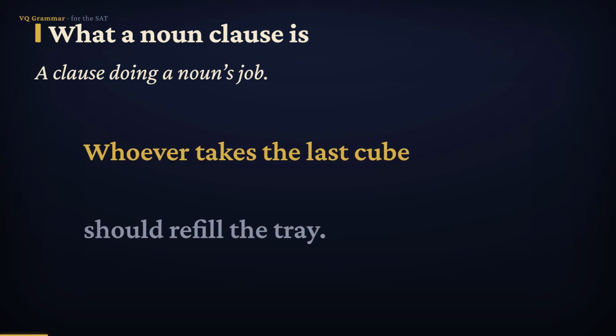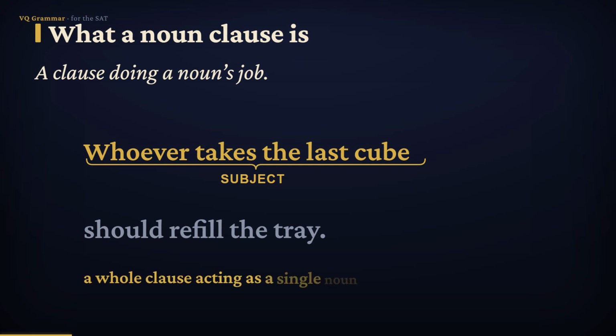Whoever takes the last cube should refill the tray. The clause, whoever takes the last cube, is the subject of the sentence. Who should refill the tray? Whoever takes the last cube. So a noun clause is a whole clause acting as a single noun.